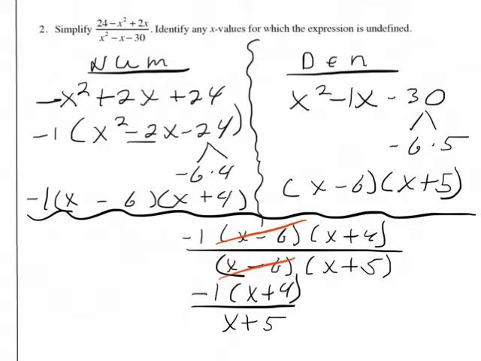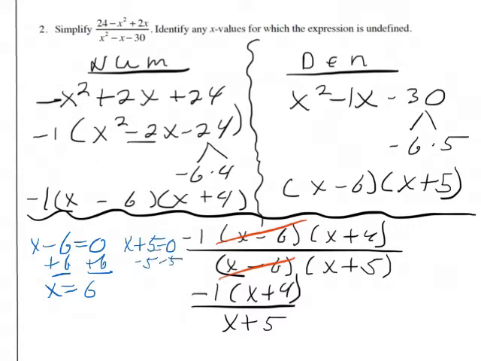So let's see here. Let me change pen colors, maybe get a blue here now. So let's set x minus 6 equal to 0. Going to add 6 to both sides, and I get x is equal to 6. All right, now I'm going to set x plus 5 equal to 0, and I'm going to subtract 5 from both sides, and I get x is equal to negative 5.